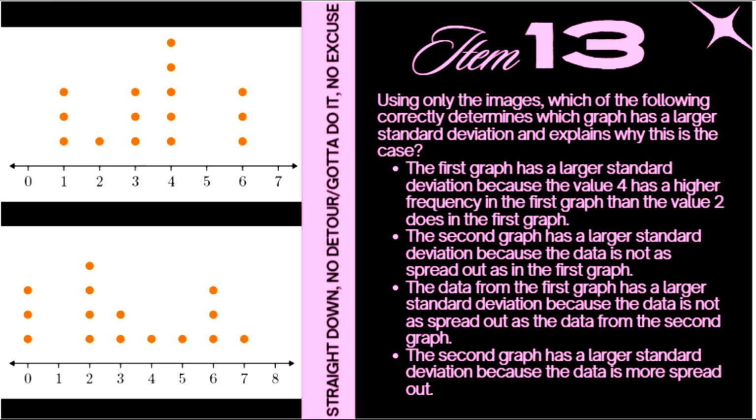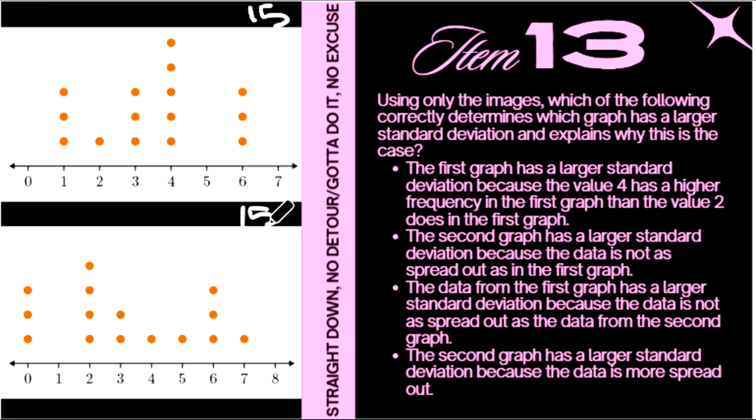Using only the images, which of the following correctly determines which graph has a larger standard deviation and explains why it is the case. So which one has a larger standard deviation? Standard deviation is the more complicated one. First we need to figure out the standard deviations for both of these. 1, 2, 3, 4, 5, 6, 7, 8, 9, 10, 11, 12, 13, 14, 15. This one has 15. This one also has 15.